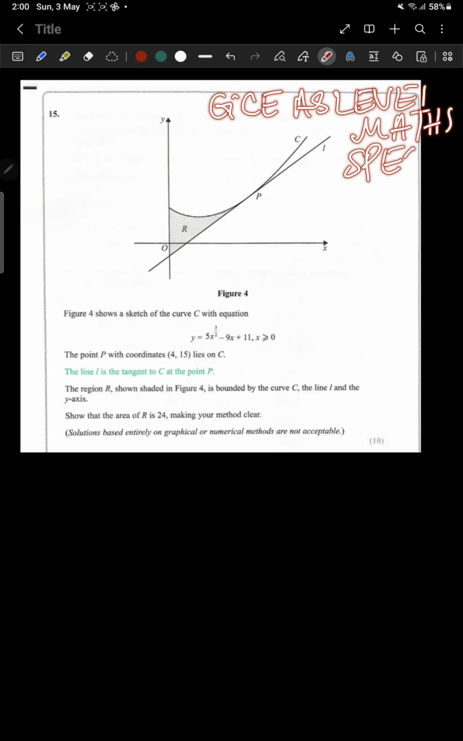Here we go. So this is a GCE AS level maths question, right? It's from a specimen paper. Okay, I found this one.